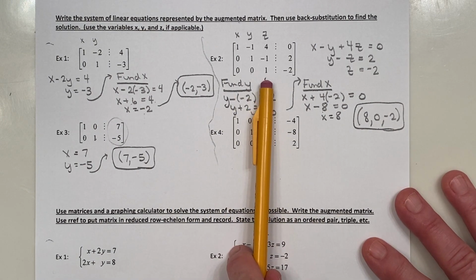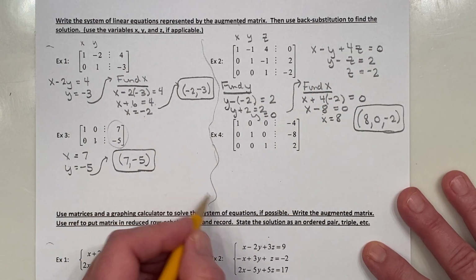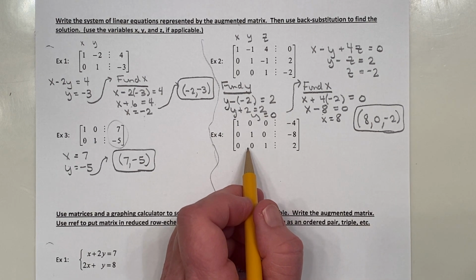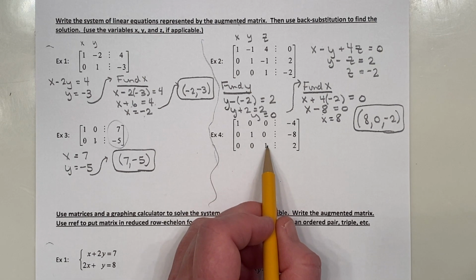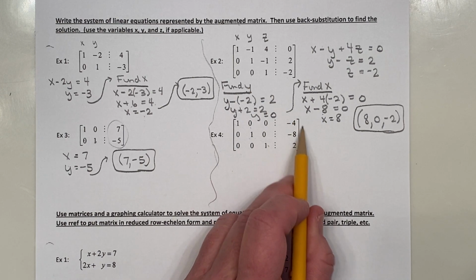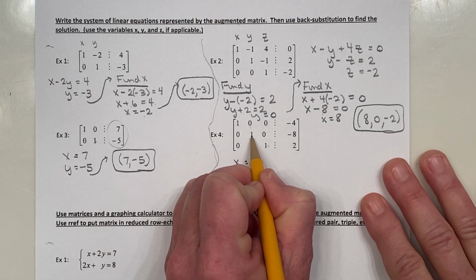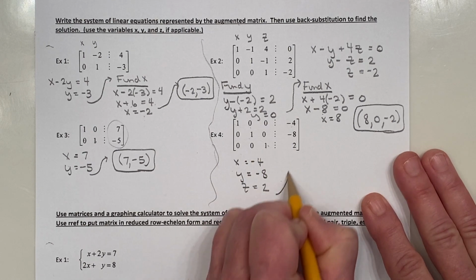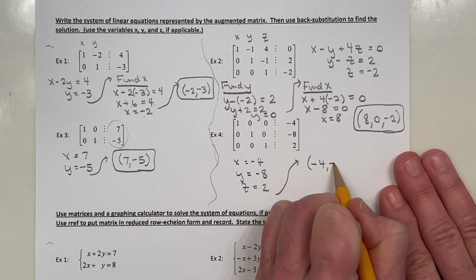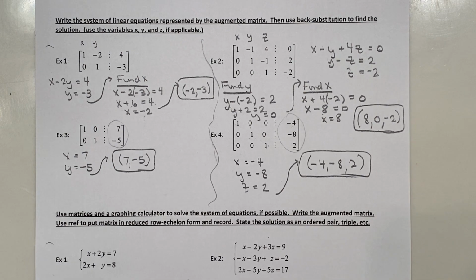So this matrix was in row echelon form, so we had a little bit of back substitution to do. But notice in example 4, the benefit of having an augmented matrix that's been put in reduced row echelon form. You've got the ones down the diagonal with the zeros above and below all the ones. These are going to be our solutions right here. So 1x equals negative 4, 1y equals negative 8, and 1z equals 2. So negative 4, negative 8, and 2. Just these values right here would be our solutions.